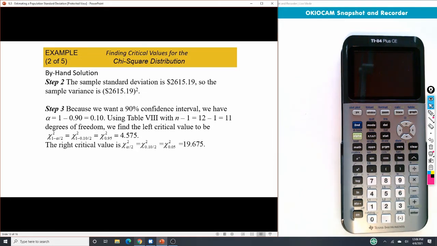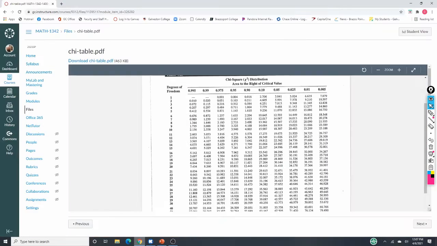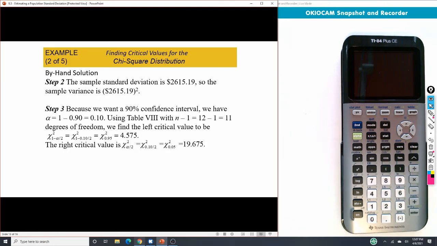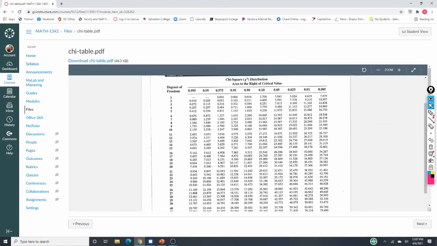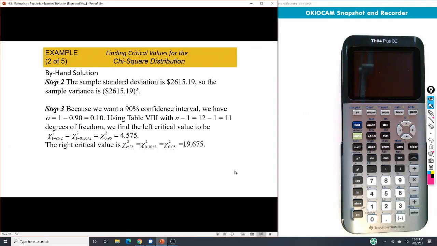All right, so we go to the table for those. For the 0.95, we would see that we have, at 11 degrees of freedom, so if we go back to our table, what do we say there again? 0.95, because we're doing a 90% confidence interval, 0.95 at 11 degrees of freedom. We see right over here that we have 4.575. And then at 0.05 at 11 degrees of freedom, we have 19.675. Okay, and so that's what they have there.